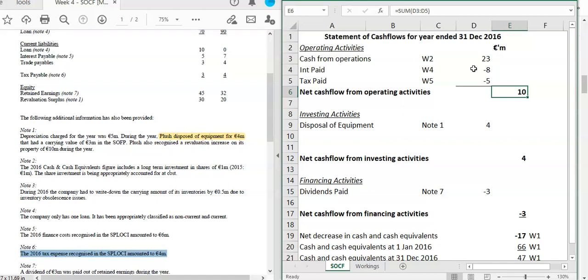That's a very similar format you'll do each time. The only tricky piece in this exam question was how to figure out the profit after tax, because you're not given a P&L. You actually had to work back using retained earnings. A bit of a trickier one.